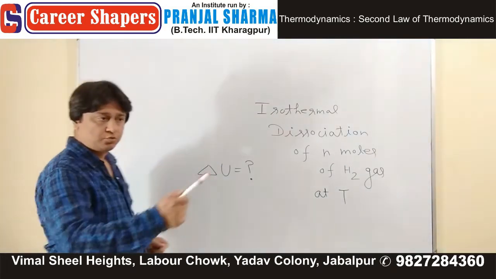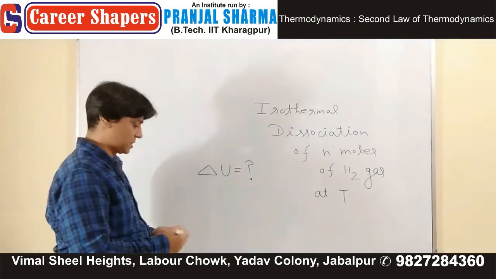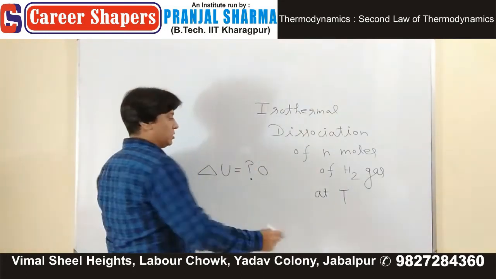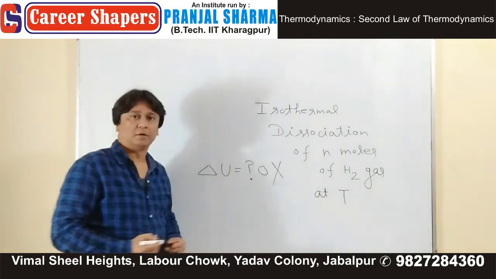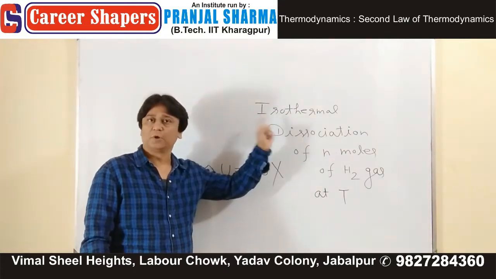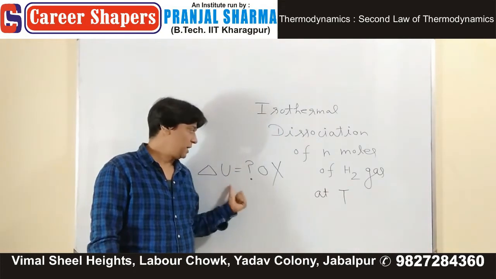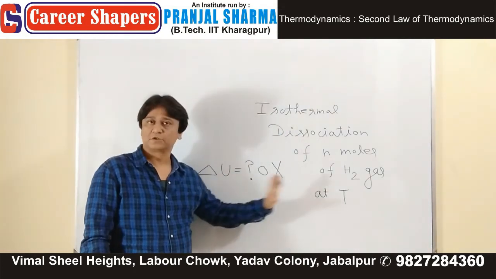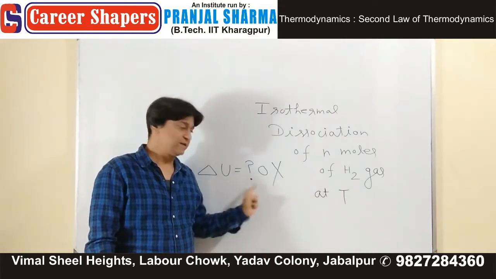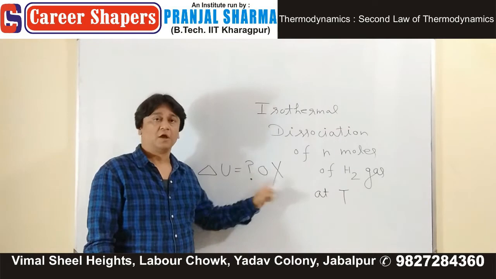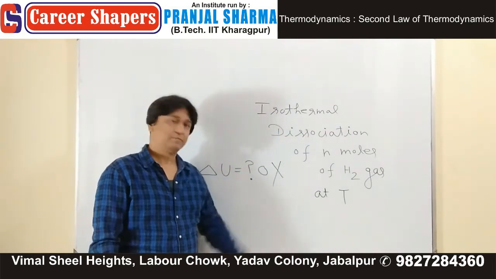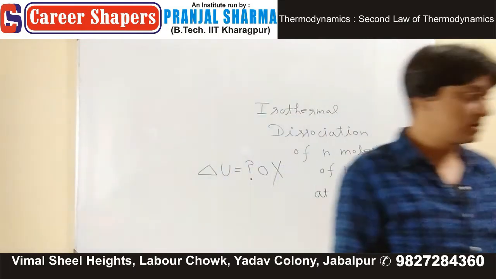I've got 2-3 answers so far, and they all are saying zero, which is not correct. This is the hint. It's an isothermal process, but delta U zero is not correct. Even though the process is an isothermal one, still delta U zero is not correct.